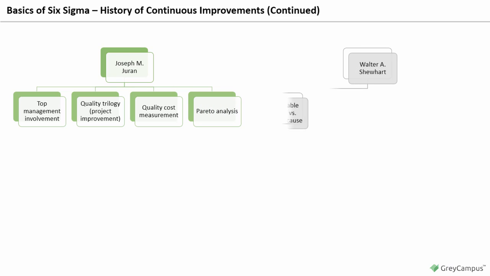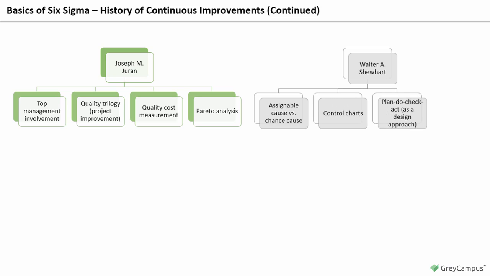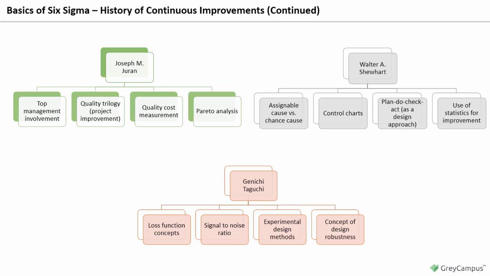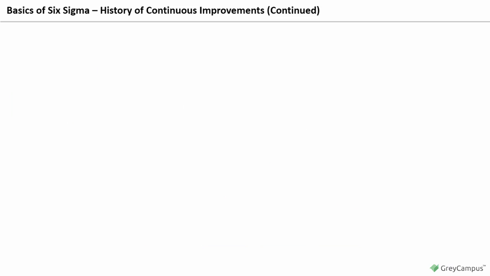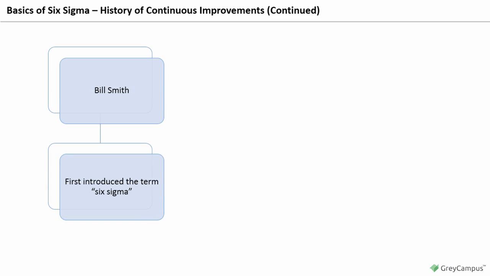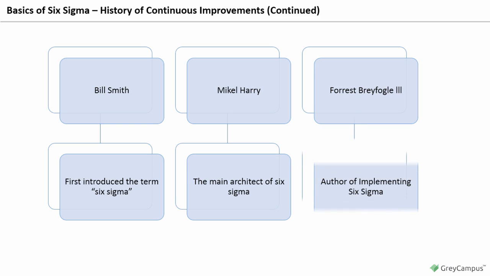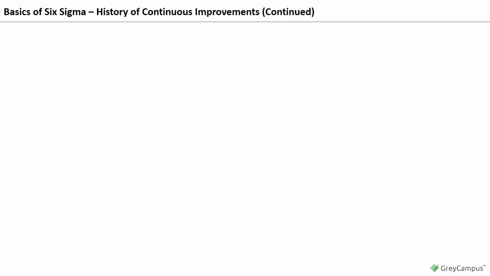Walter A. Shewhart: Assignable Cause versus Chance Cause. Control Charts. Plan, Do, Check, Act as a design approach. Use of statistics for improvement. Genichi Taguchi: Loss Function Concepts, Signal-to-Noise Ratio, Experimental Design Methods, Concept of Design Robustness. Bill Smith first introduced the term Six Sigma. Michael Harry, the main architect of Six Sigma. Forrest Breyfogle III, author of Implementing Six Sigma.